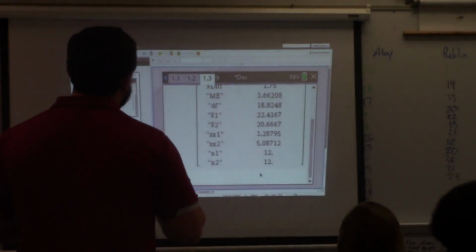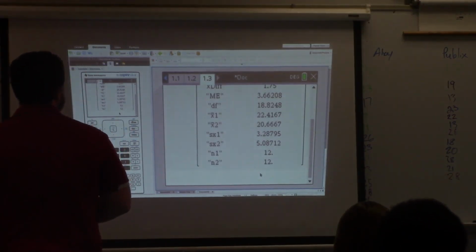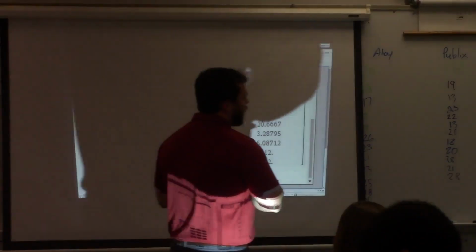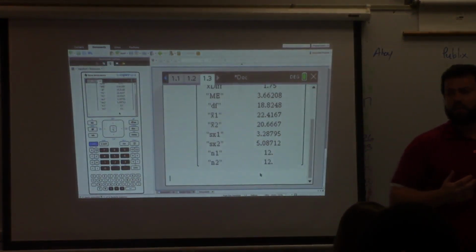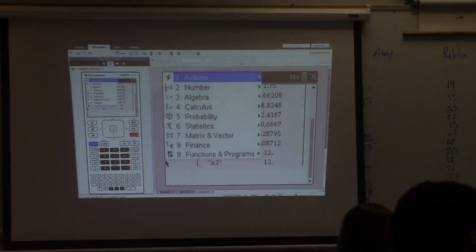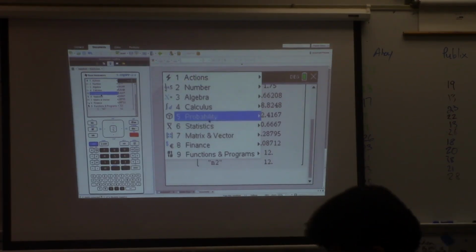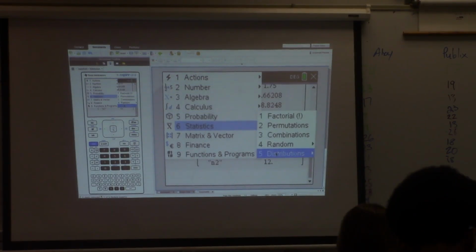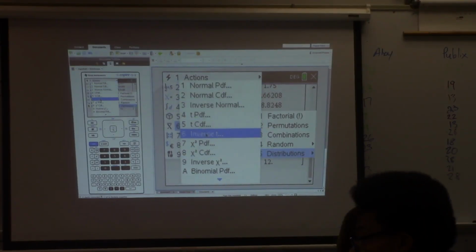But all that to say, do we need to know that degrees of freedom formula? No. What the calculator spits out is good enough. I will point out, if you're going to get the real critical value, the one tricky part is you have to go through distributions, inverse t.